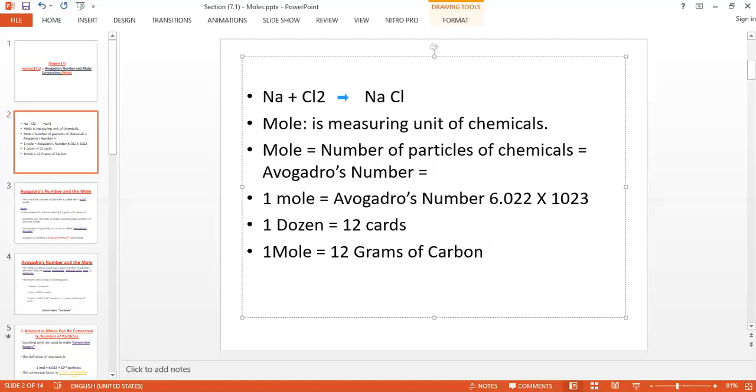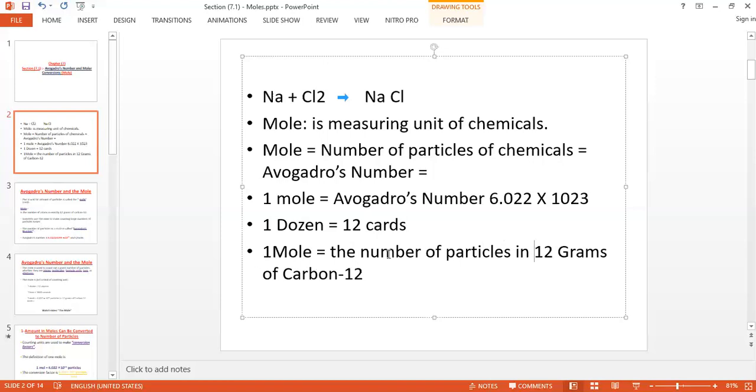Carbon 12 here means that carbon element which has an atomic mass of 12. So here in this sentence, you can notice that mole equals the number of particles in 12 grams of carbon 12 atoms.